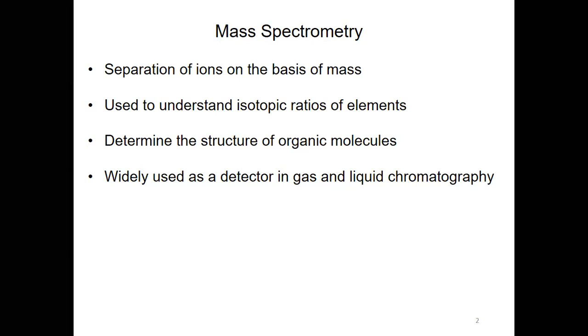You will have heard that in gas and liquid chromatography, GC is for gas chromatography, LC is for liquid chromatography. It will say GCMS, LCMS. If it says GCMS, that means the detector is a mass spectrometer. In the LCMS, the detector is the mass spectrometer, right? So mass spectrometry is widely used as the detector in GC and LC methods.